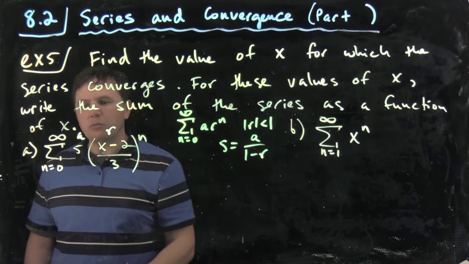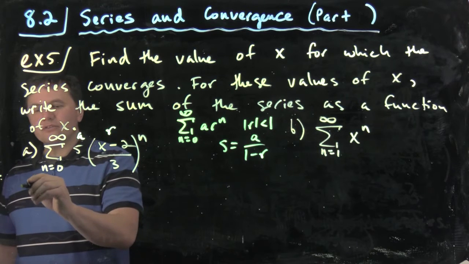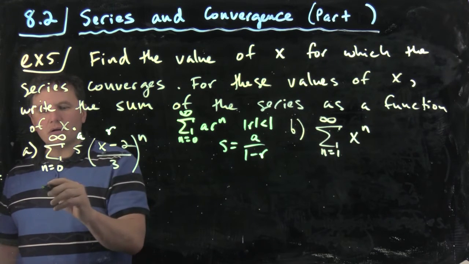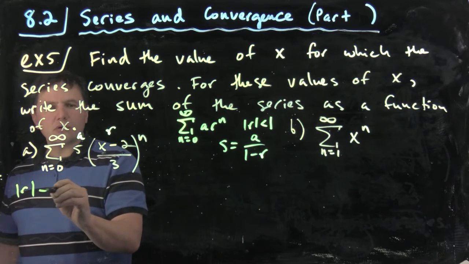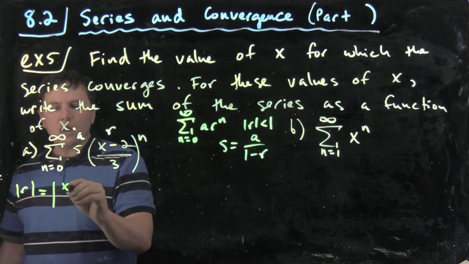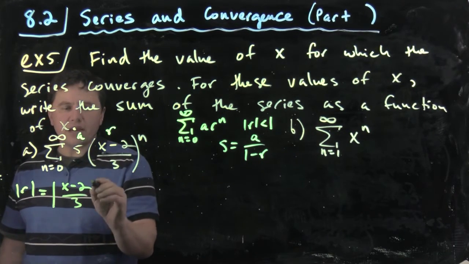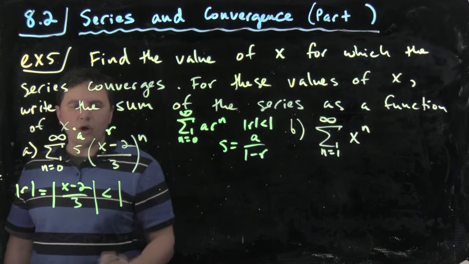That's how we've been doing these problems. So what I'm going to say is, the absolute value of r has to be less than 1. So the absolute value of r, which is equal to the absolute value of x minus 2 over 3, has to be less than 1.